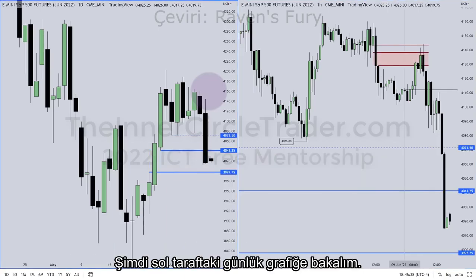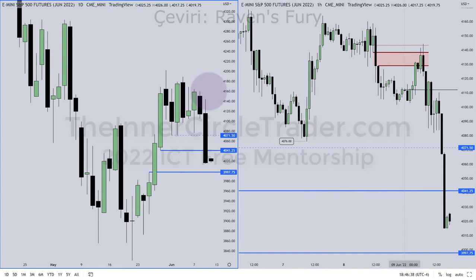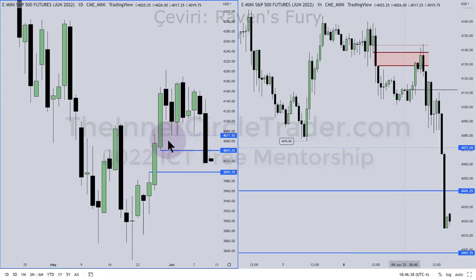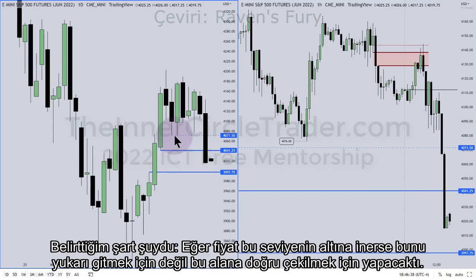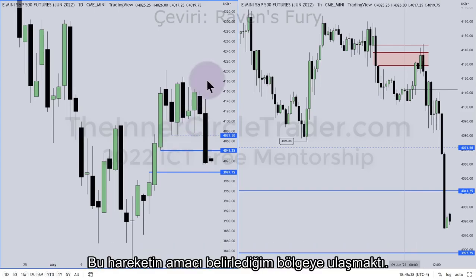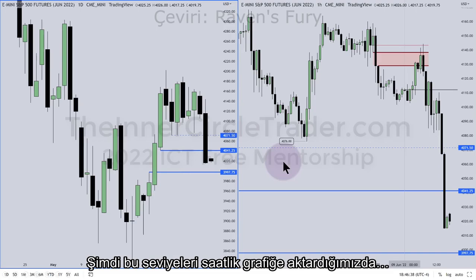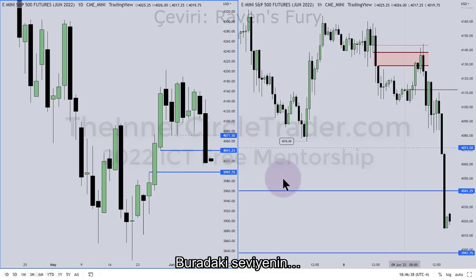All right, so on the daily chart to the left, you can see we have those relative equal lows I mentioned. The draw on liquidity was there. So I was focusing on what? Sell side, or I had a bearish bias. I gave conditions that if we went below there, it's not going to go down there to go up. It's going to go down into this area here. So with those levels transposed over to the hourly chart now, this level here is this level on the daily chart. This level down here is this level.